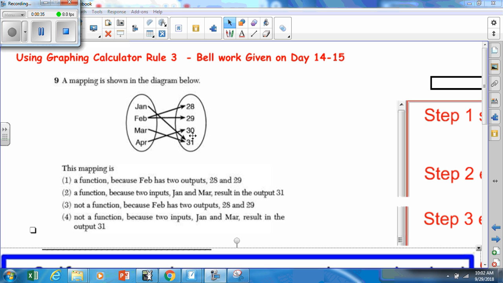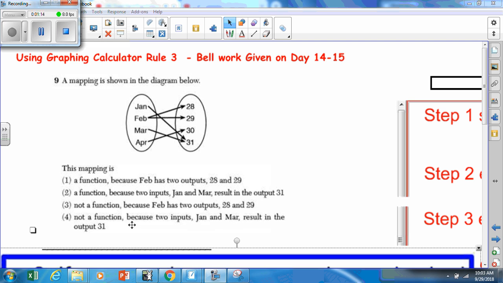The question is, this map is a function because February has two outputs, all right? A function because two inputs, January and March, result in the output of 31. 3, not a function because February has two outputs, 28 and 29. Or 4, not a function because two inputs, January and February, may result in an output of 31. Okay, we got to remember our rule. And our rule is very simple.